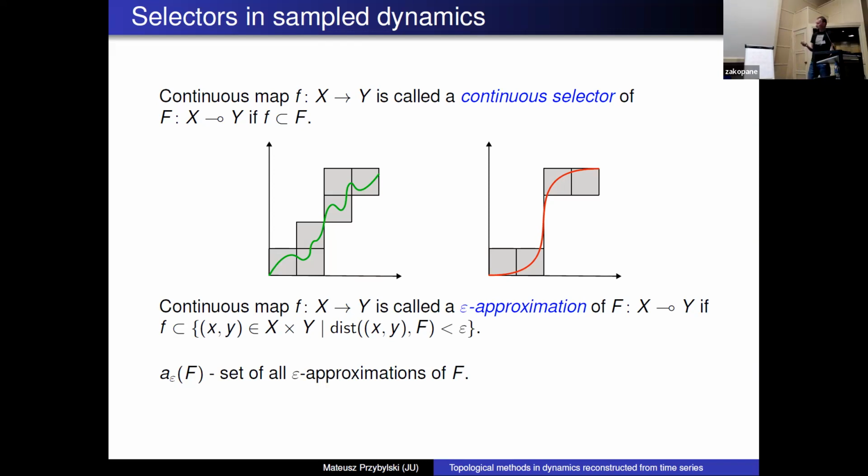So we are interested in the so-called epsilon approximation. A continuous map whose graph is epsilon close to the graph of the multi-valued map. And this allows us to build a bridge from this combinatorial dynamics to the classical single-valued continuous dynamics.